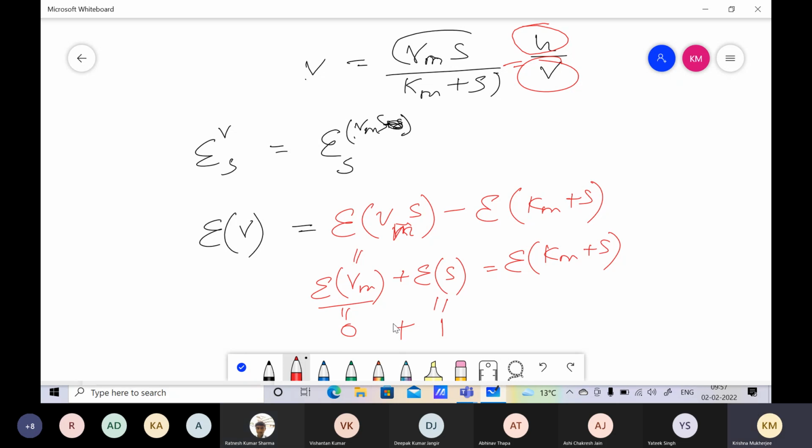So now tell me what will the rest be? I will not do Km plus S. Sir, it will be like 1. Go ahead, apply the formula for Km plus S. Minus, and this is E of Km. Oh, this is why I don't want to complete this.